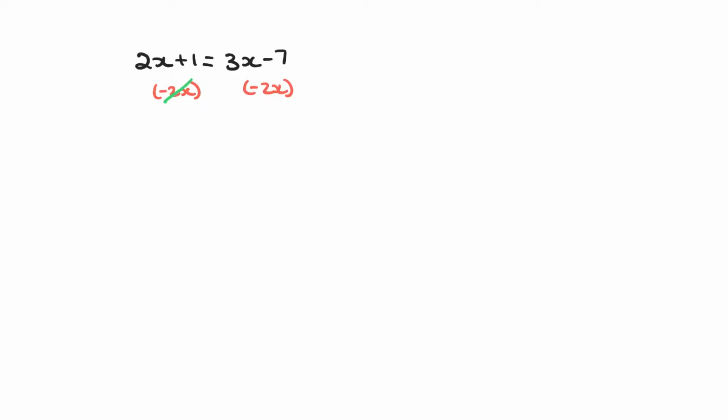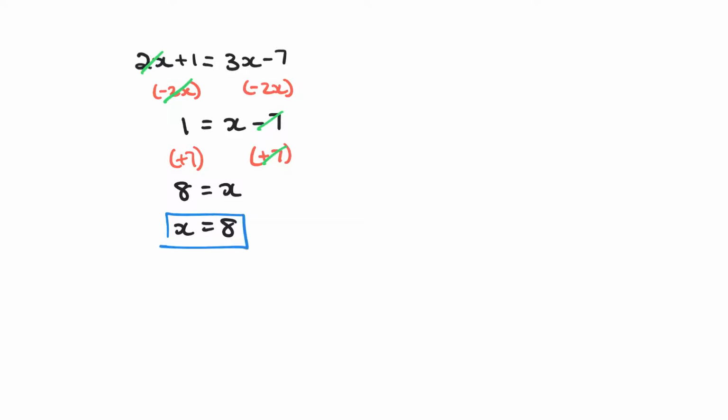So on the left-hand side, those will cancel, leaving me with 1 equal to 3x, take away 2x. Well, that leaves me with x, and I have my minus 7. Now I'll do the opposite of minus 7, which will be add 7 to both sides. 1 plus 7 is, of course, 8. The minus 7 and plus 7 will cancel. So I have 8 equals x. And I might want to write that the normal way and say that x equals 8. Okay?